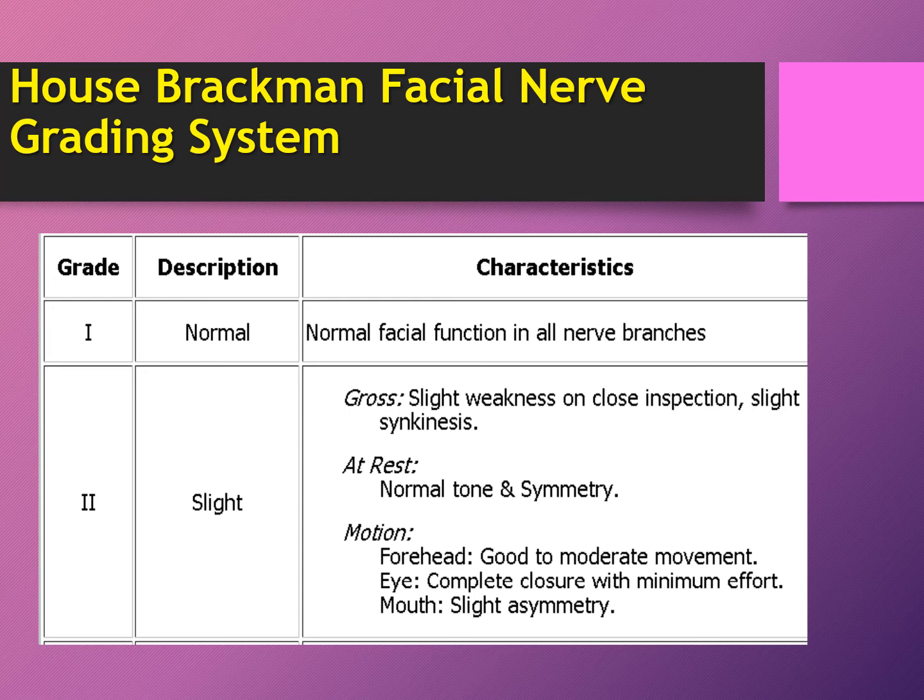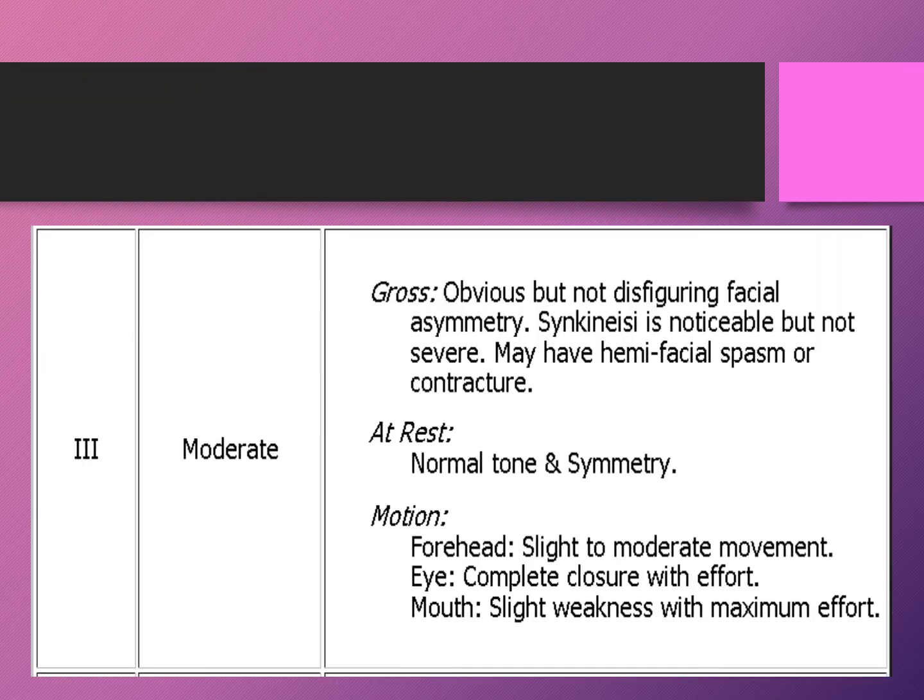However, there is a slight asymmetry of the mouth with complete closure of the eye with minimum effort and a good to moderate movement of the forehead. In grade 3, it is moderate with normal tone and symmetry at rest. However, there is a slight to moderate movement of the forehead and there is a complete closure of the eye only with effort, and the mouth has slight weakness with maximum effort.